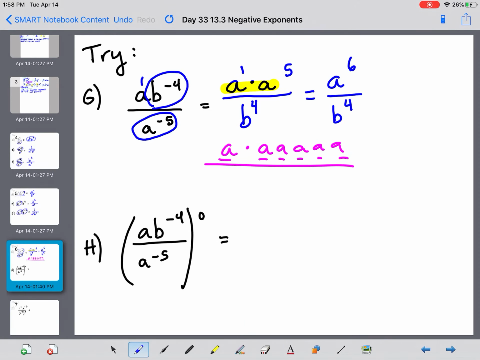All right, for h here, notice I have all of the same insides. So if we want, we could go ahead and simplify the insides first. I guess let's go ahead and do that. We'll look at this one 2 different ways. So this will be a to the 6th over b to the 4th.